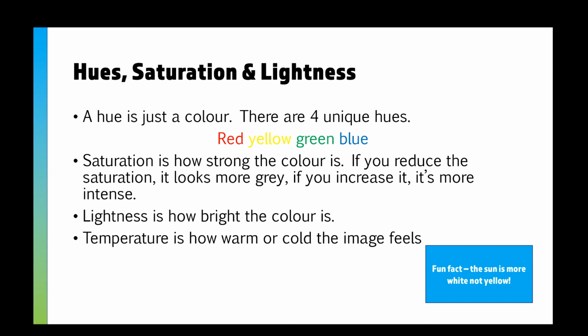So you might have quite a pale red or quite a dark red. That's the lightness of that colour. And then temperature is how warm or cold the image feels. Now, a little fact, apparently the sun, even though when we draw it, especially as children, we do it as yellow, we see it looks yellow, it's actually white, not yellow. And it's to do with the distance and the atmosphere and things that make it look yellow.